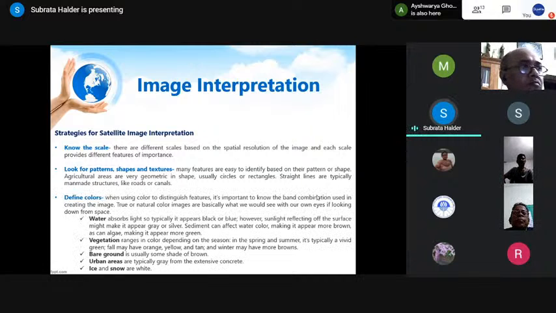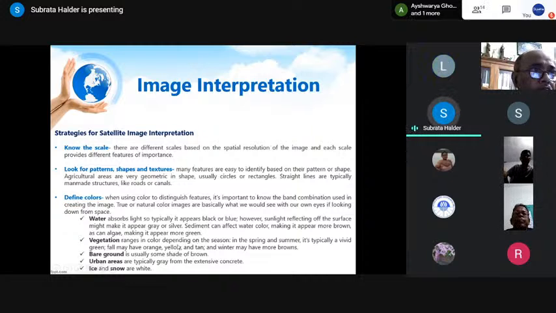Define colors. When using color to distinguish features, it's important to know the band combination used in creating the image. True or natural color images are basically what we see with our own eyes if looking down from space. Water absorbs light, so typically it appears black or blue. However, sunlight reflecting off the surface can make it appear gray or silver. Sediment can affect water color, making it appear more brown, as can algae, making it appear more green.